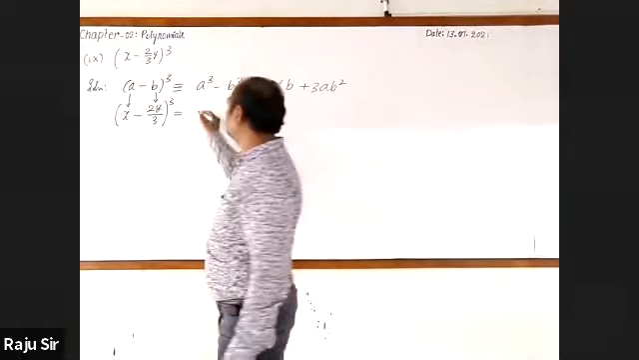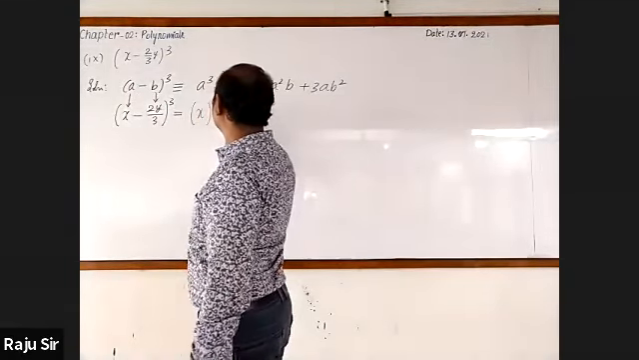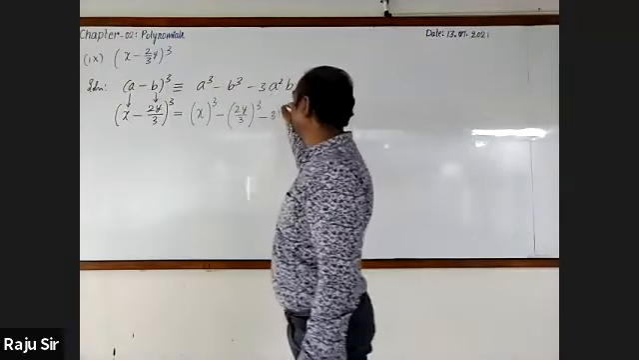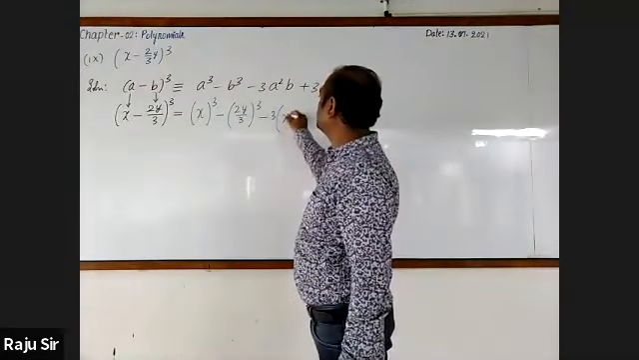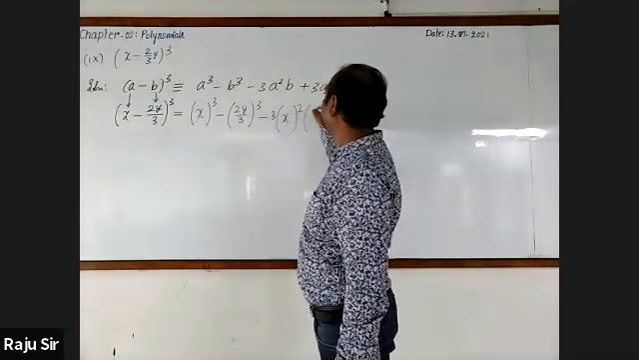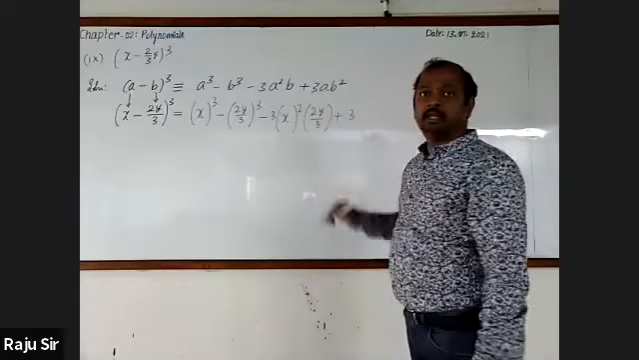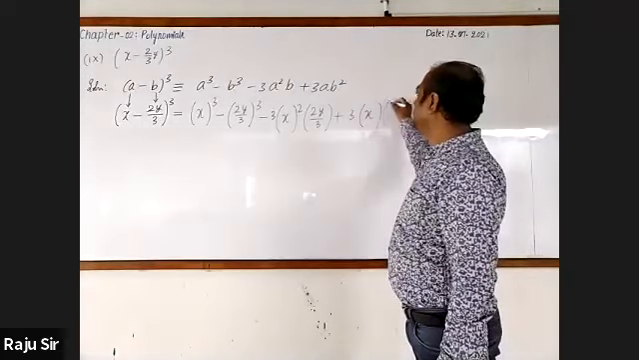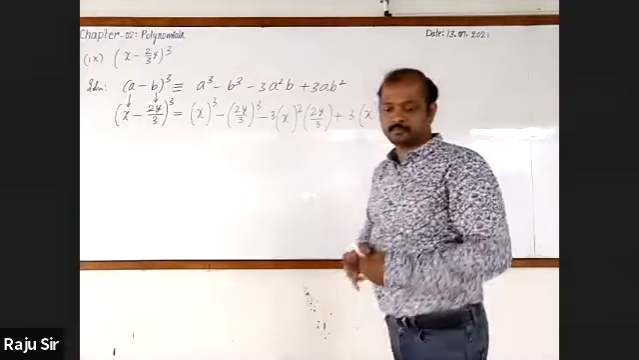It is x whole cube minus (2y by 3) whole cube minus 3a squared b, where a is x whole square and b is 2y by 3, plus 3ab squared, where a is x and b is (2y by 3) whole square.